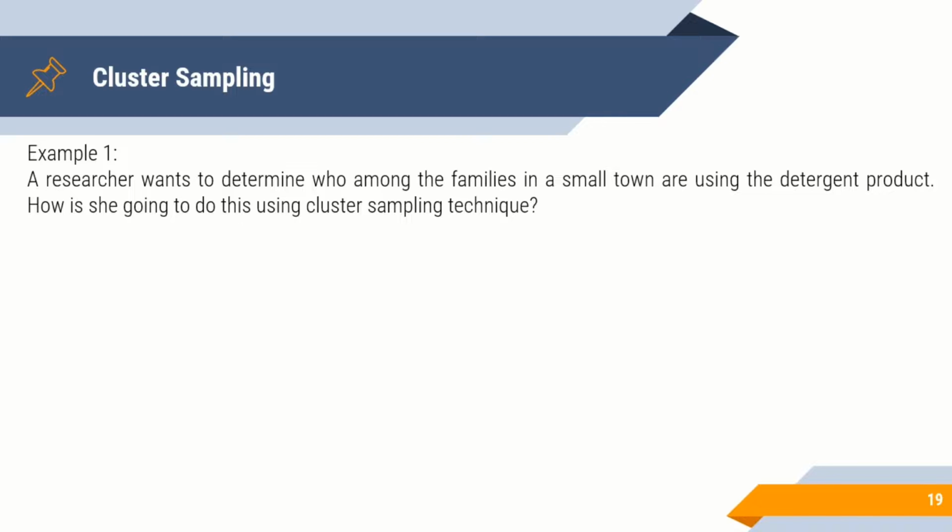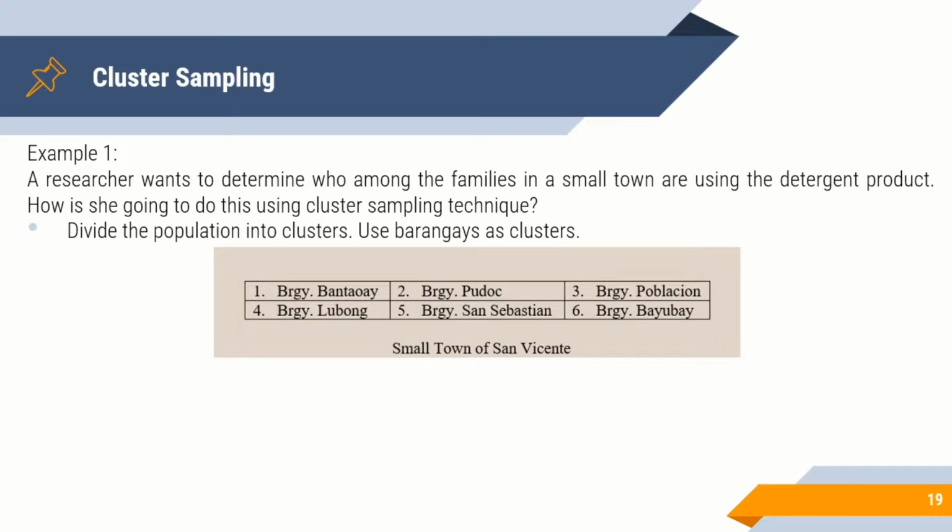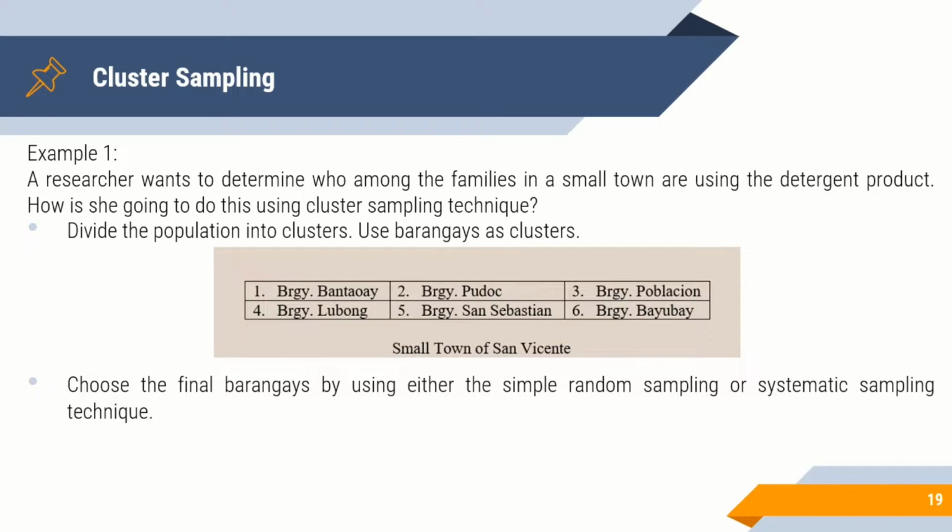Since not all the barangays of the town will be included in the sample, we're just going to choose the final barangays by either using the simple random sampling or systematic sampling. So in here, assuming that we want to use the systematic sampling, starting from 1, then we get every second barangay. So first, second, and then first, second. It means that Barangay Bantaway, Poblacion, and San Sebastian will be included in the final barangays.